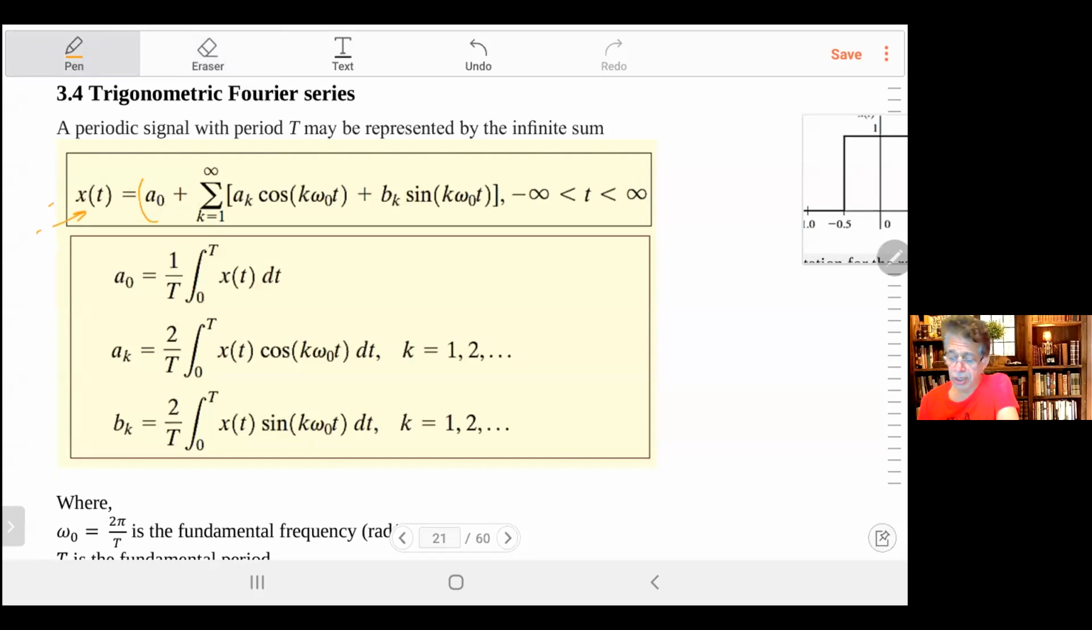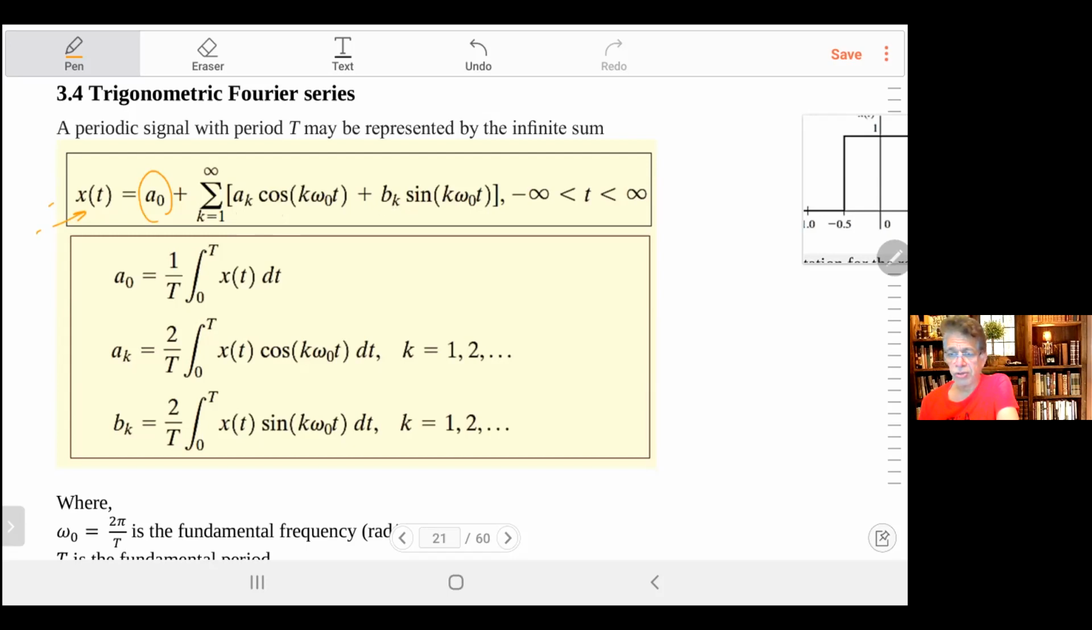The first component is the DC component. And the second component has two parts, sine and cosine terms. The cosine term has coefficient equal to AK. The sine term has coefficient BK.